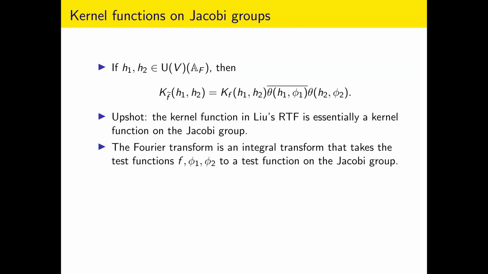So the complicated Fourier transform that we had before is nothing but an integral transform that takes the test function to a test function on the Jacobi group. So now we can consider this distribution, which takes exactly the same form as the case of Jacquet and Rallis: we take a test function on the Jacobi group, and we form a kernel function on the Jacobi group, and then we integrate over the smaller unitary group. So that's the distribution, and this is a more compact form of that distribution.